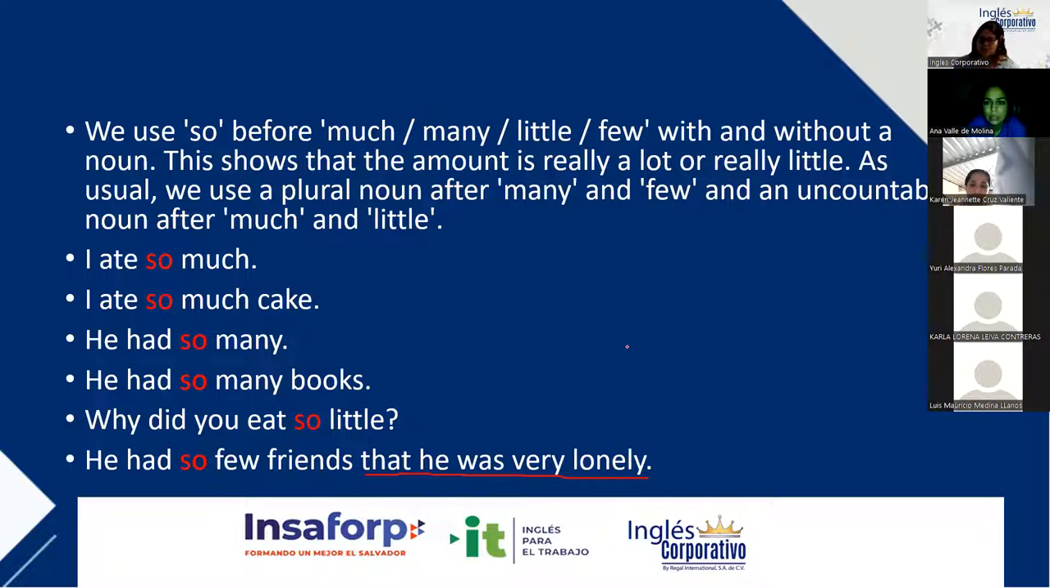Cuando decimos few, porque cheque que dice few, no a few. A few significa que usted tiene pocos, pero tiene algo. Pero cuando dice few, es que casi no tiene nada. Y lo mismo pasa con little. A little es poco, pero algo. Pero si dice little, es que es prácticamente nada.